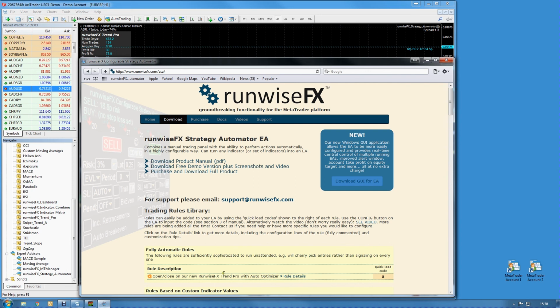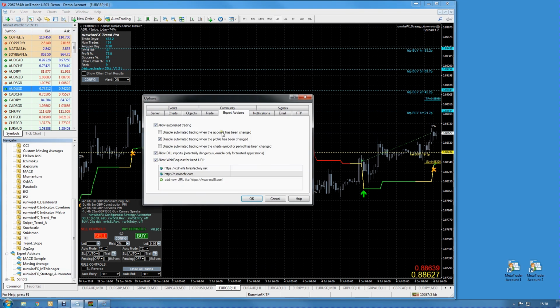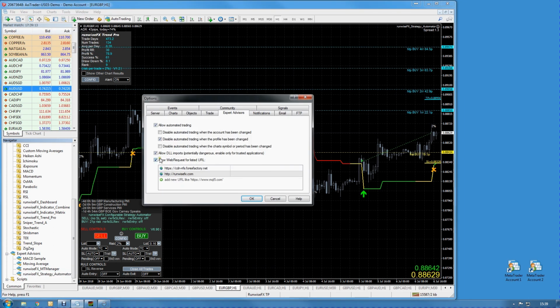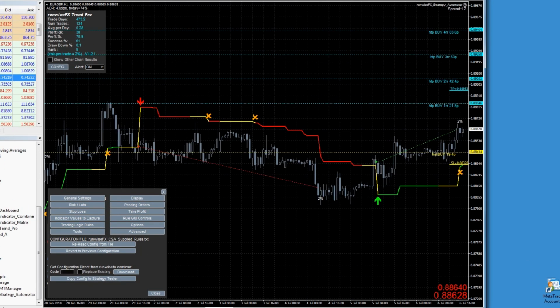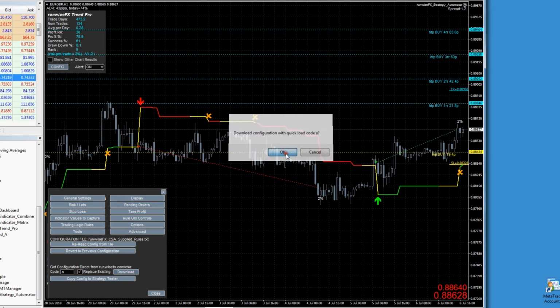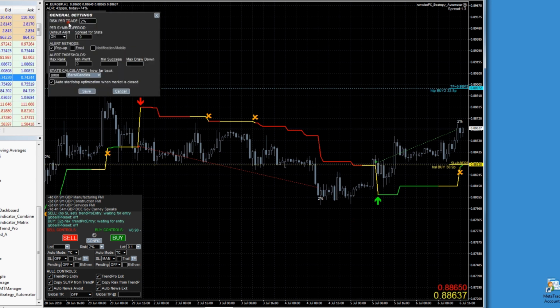And the top one is the Trend Pro, and then we have this quick load code here, so all you need to do is make sure on MetaTrader you've added our website to this allow web request. You'll have to do that once, and then it allows you to just put in the quick load code, replace existing, click download, click OK, and then it's downloaded the rules straight from our library. So that was all done through that config button, and this is now going to copy everything that's set up in Trend Pro.